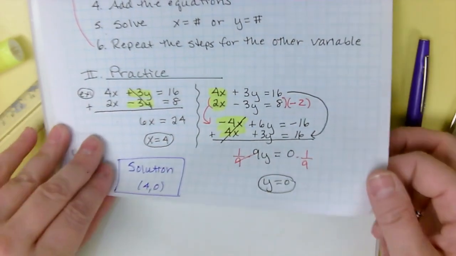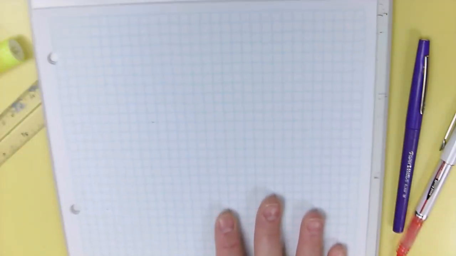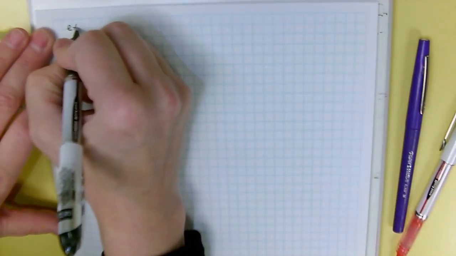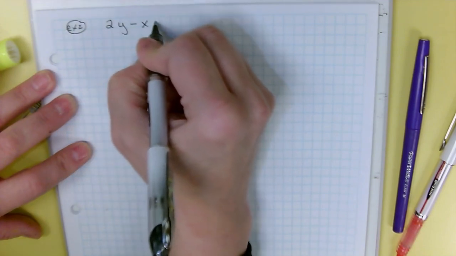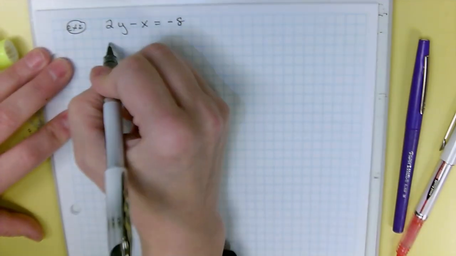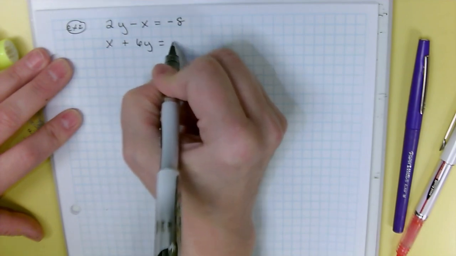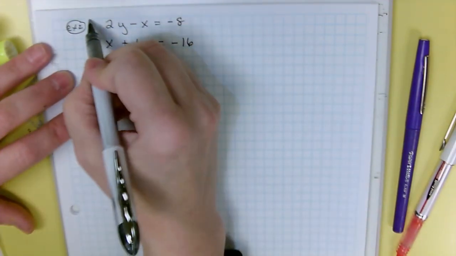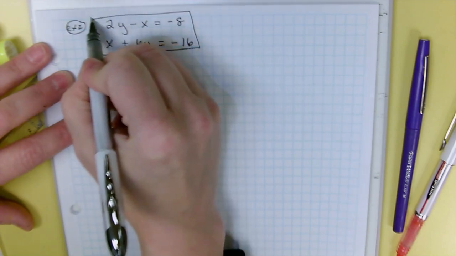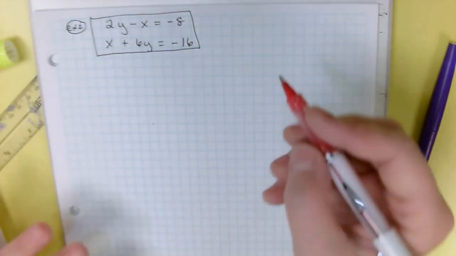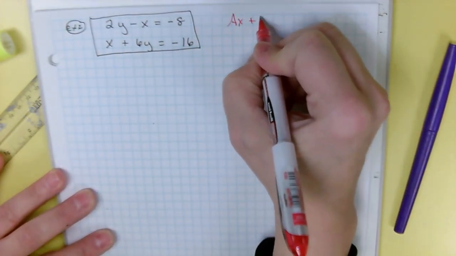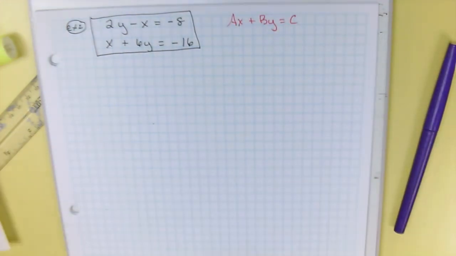All right, let's do another one. So this one is example 2. We've got 2y minus x equals negative 8, and x plus 6y equals negative 16. Now, the first thing you should notice on this is they're not both in standard form. Remember, standard form is capital A x plus capital B y equals C. So we need to have them both in that form.